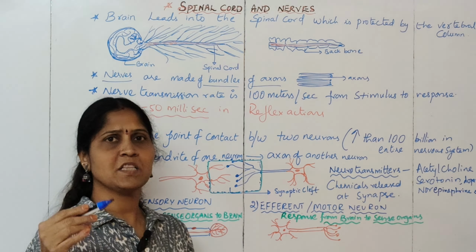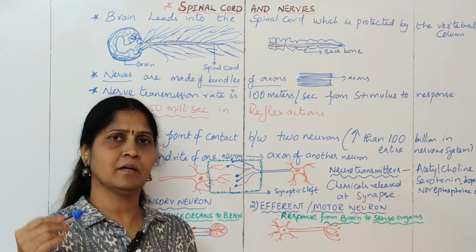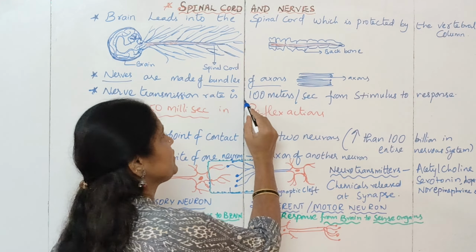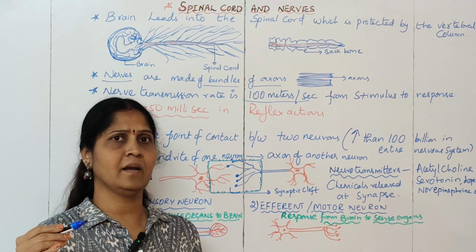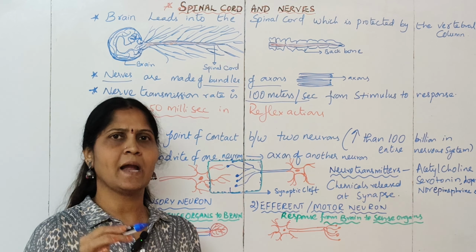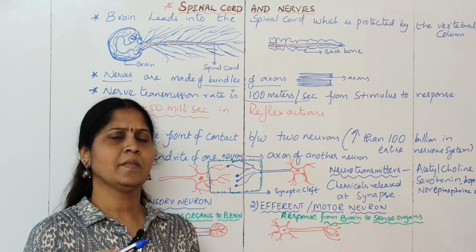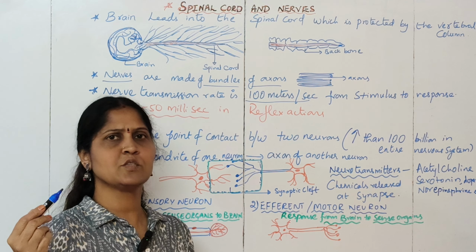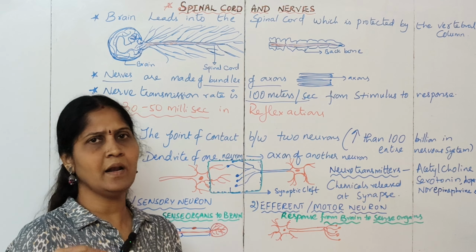Then coming to nerve transmission, the rate at which the impulse is transmitted through myelinated nerves, the nerves containing myelinated axons, is found to be 100 meters per second. At 100 meters per second, it will take the impulse to the brain, generate the response, and bring it back to the effector muscle. All that will happen very quickly. So that is what this rate of transmission reflects. Mostly the myelinated axons will have the highest rate of transmission compared to the unmyelinated axons.